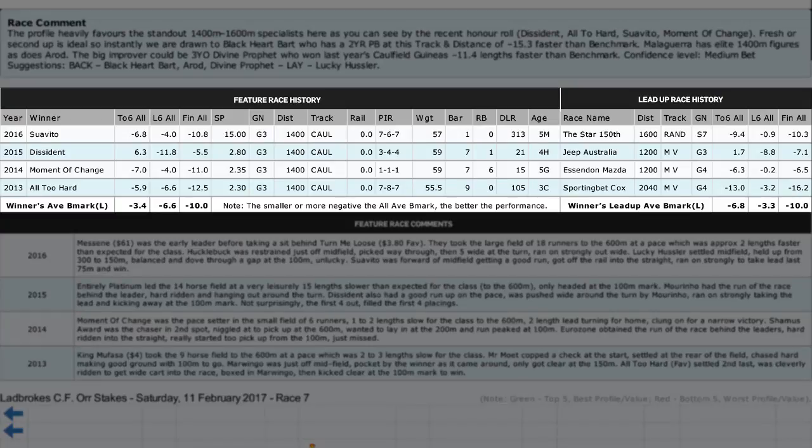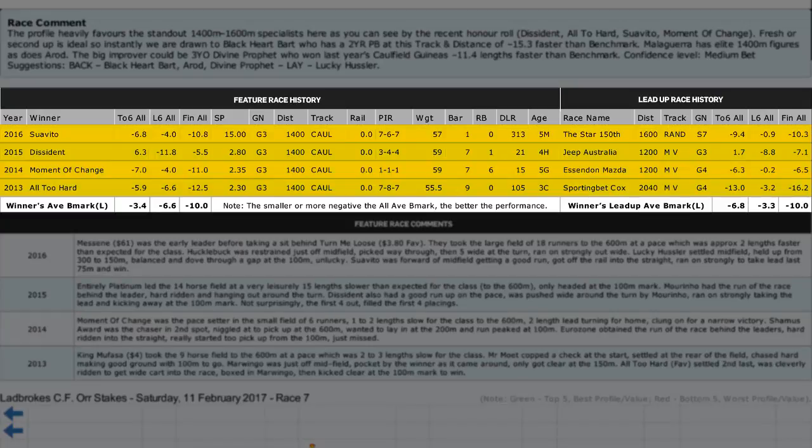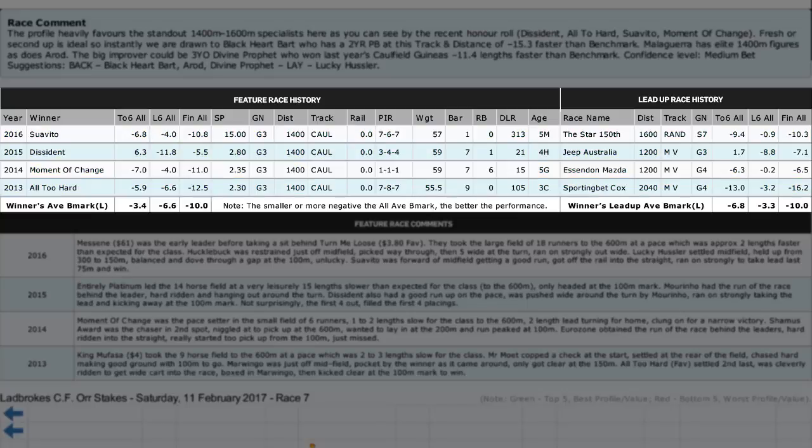Looking at the feature race history, we see the past 4 years worth of winners. That includes the same information as what we see for the upcoming feature race. The additional information is the winner's SP and position in running. That adds another layer to the pattern of results. We must remember that this is a very small sample size and we must avoid anchoring bias and consider multiple factors when coming to a conclusion.